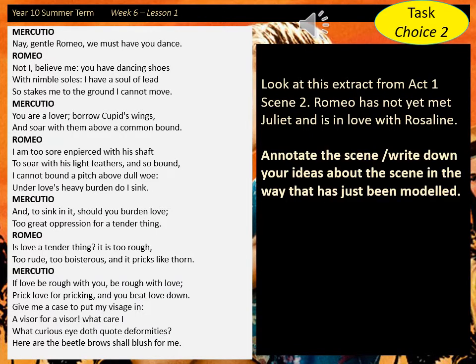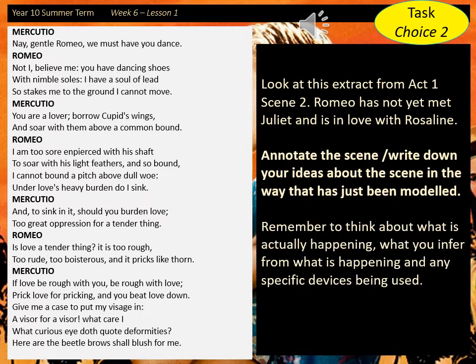So annotate the scene, so either print it out and annotate around it, or write down your ideas in note form in the way that I have modelled, thinking about what is actually happening in the scene, what you can infer from what is happening, and any specific devices being used. Now again, you can use No Fear Shakespeare if you need a little bit of help figuring out what's happening in this scene.